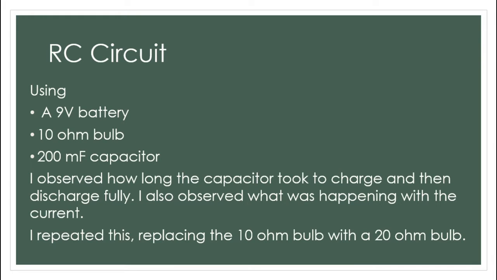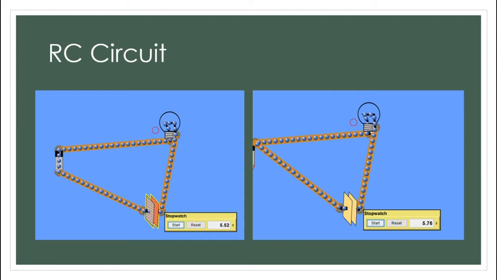Next, we modeled an RC circuit using a 9 volt battery, a 10 ohm bulb, and a 200 millifarad capacitor. I observed how long the capacitor took to charge and then discharge fully, and also observed what was happening with the current. And then we repeated these same steps, replacing the 10 ohm bulb with a 20 ohm bulb to see the difference. So here's just the visualization of what happened with the 10 ohm bulb.